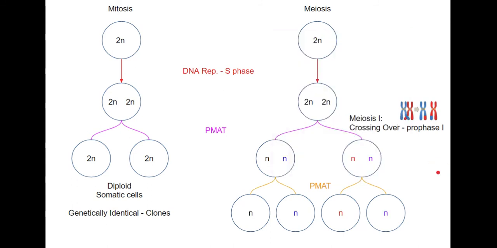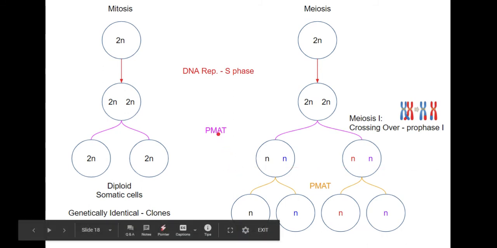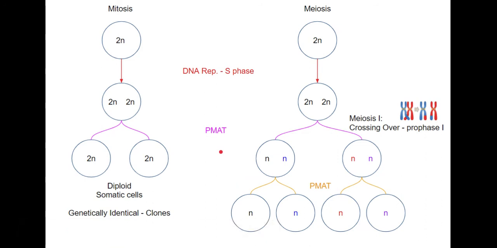In our final result, you can see that we have 4 cells. They're genetically unique from each other. That's why all those are different colors down there. They're all considered to be haploid, okay? And these are our sex cells, right? This is how we've now made gametes. We've now made either sperm or eggs, okay?